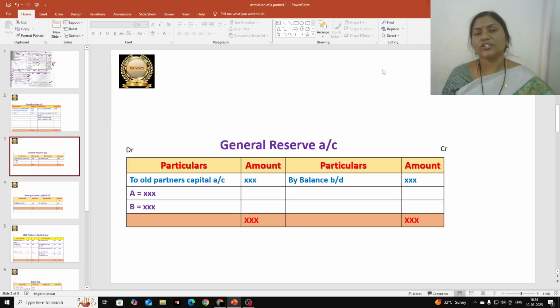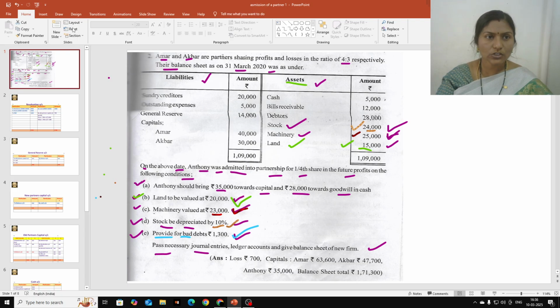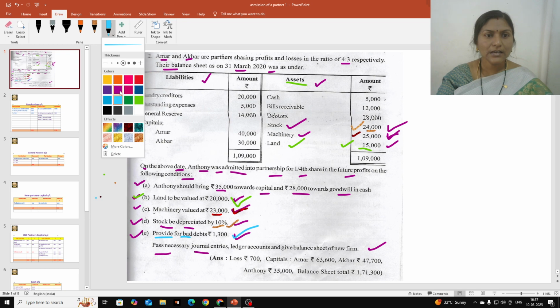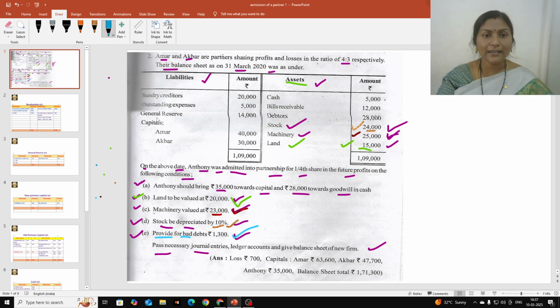Next account is general reserve account. So first of all you should decide whether to prepare this or not. If you want to prepare, what you have to look for, and if you don't want to prepare, why? You should know that point. Actually you should check the question, students. In the question you should look into the liabilities side. On the liabilities side, if you find any reserve, general reserve or reserve fund, then you can prepare that account, and that reserve you can distribute to old partners.